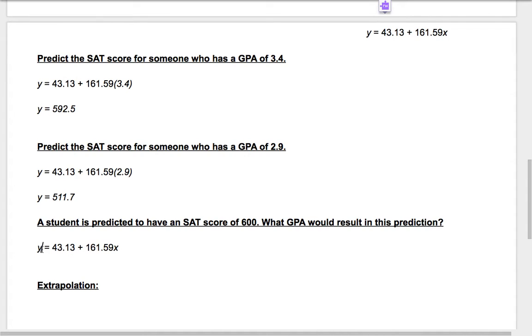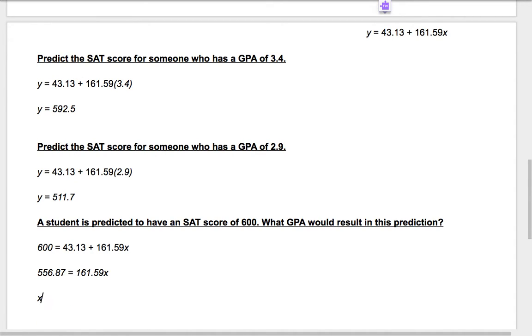So now I'm giving you the SAT, so I'm going to put that in for y. Remember, SAT means y. And now we're going to solve this equation for x to figure out what GPA should have been there. So the first thing I'm going to do is subtract 43.13 from both sides. When I do that, I get 556.87 equals, right? I subtracted it from this side and subtracted it from this side. And then I'm just left with 161.59x. And then at this point, since I want to get x by itself, I could divide both sides by 161.59.